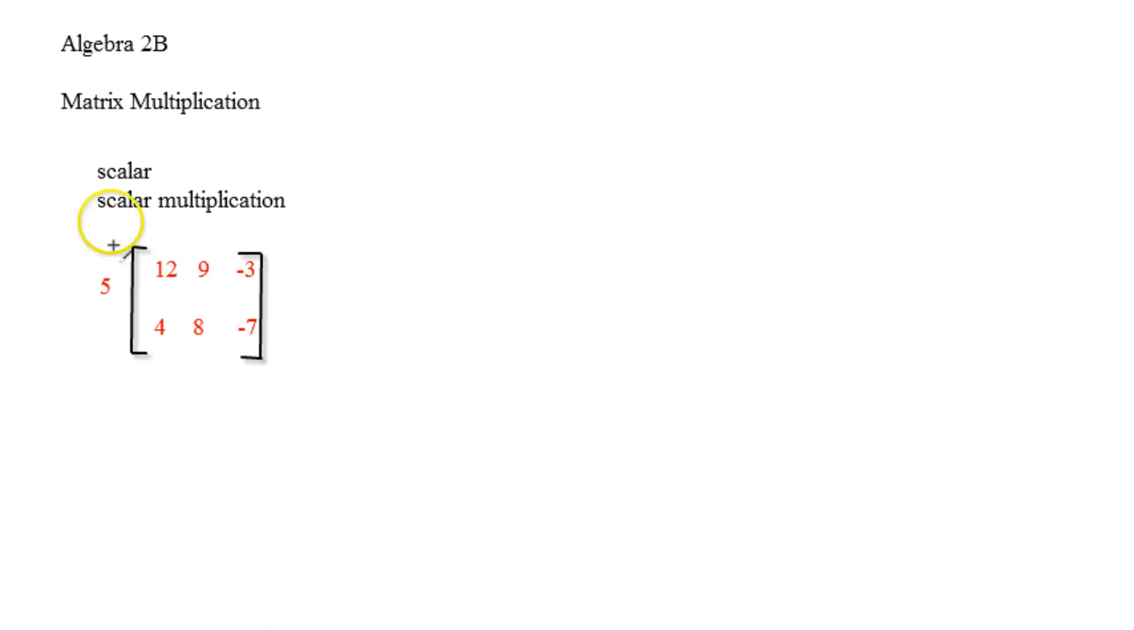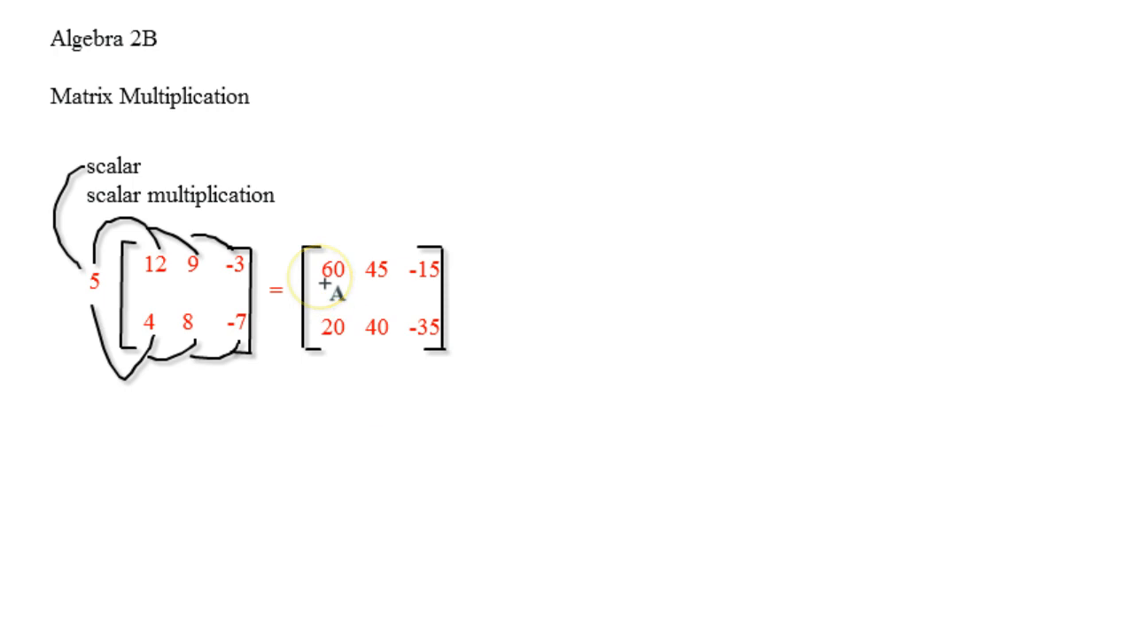All right, so this right here is an example of a scalar. It's just a number. Now scalar multiplication works a lot like distribution. So you are going to be multiplying each one of these terms inside of the matrix by 5. Your answer is going to look a lot like this: 60, 45, negative 15, 20, 40, negative 35. So literally you're just multiplying that.